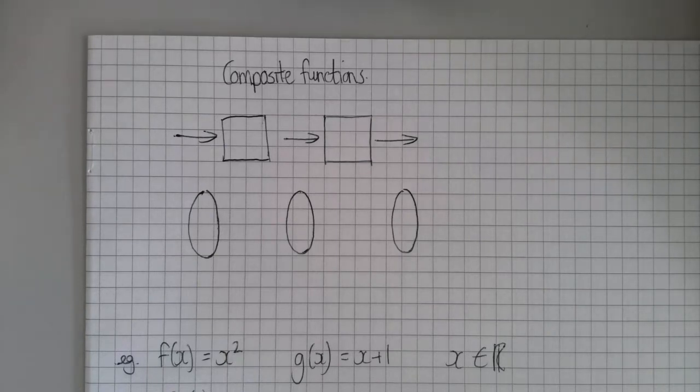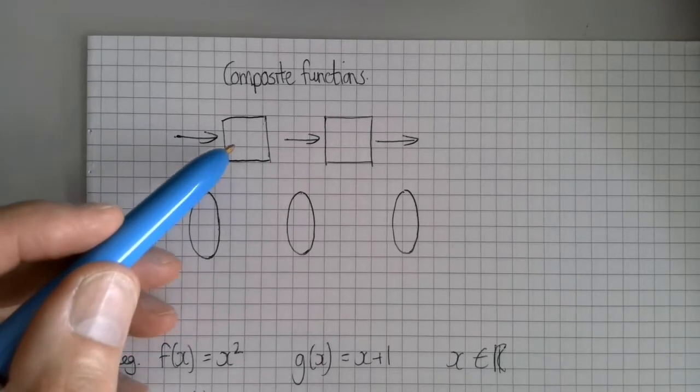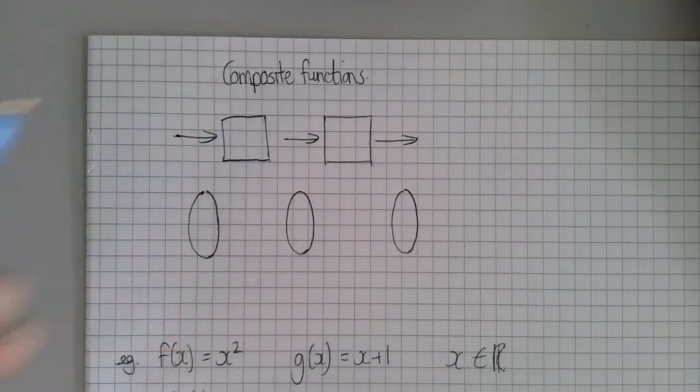So we've been talking about functions, and today I want to talk about composite functions. Let's just imagine you've got a manufacturing process whereby your raw material goes through two separate procedures. So this might be one procedure and this might be another procedure. And each of those procedures affects the temperature of your raw material.